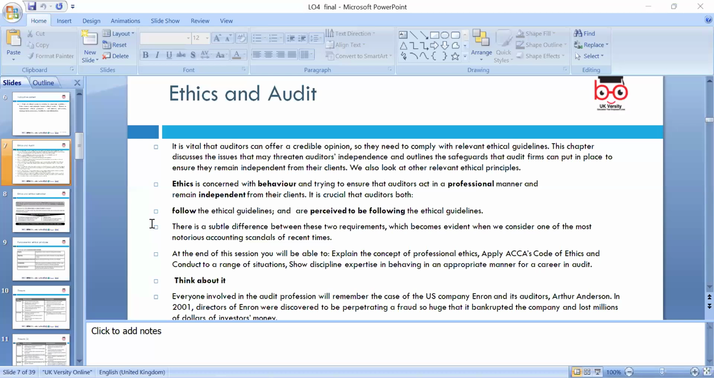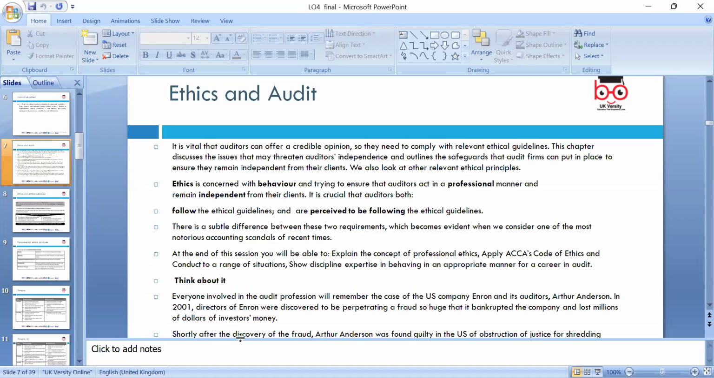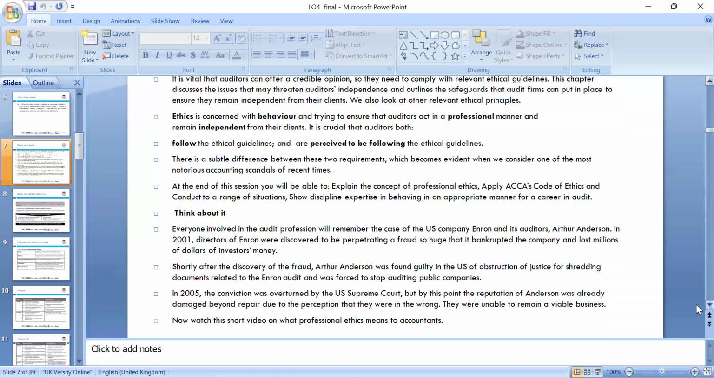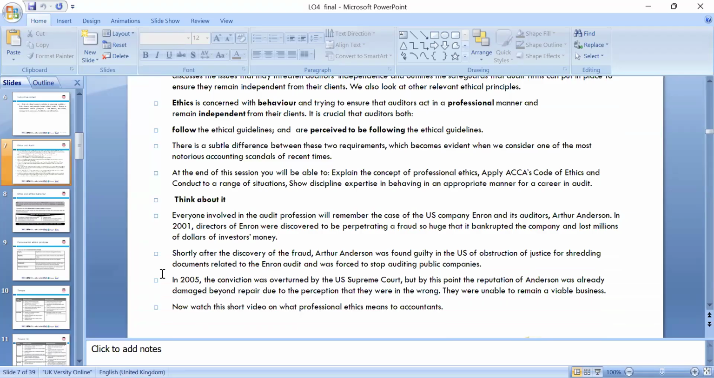Please note the difference between these two requirements, which became evident in one of the most notorious accounting scandals in recent history, which we discussed: Enron. We also have Carillion, a construction company, with a 75 million pension shortfall. Everyone involved in the auditing profession needs to think about this, and remember Enron and its auditors, Anderson, the case I just mentioned earlier. So we need to make sure we follow these, and that promotes transparency.